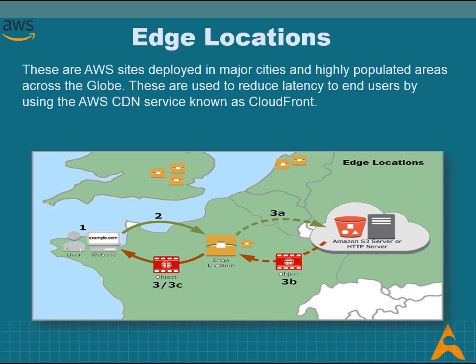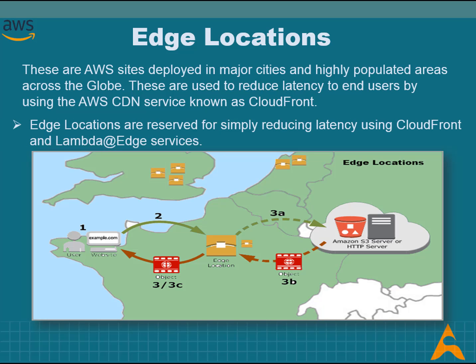It is like a front end for the services we access which are located in the AWS cloud. You cannot deploy your typical compute, storage, database services in edge locations. The edge locations are reserved for simply reducing latency using CloudFront and Lambda@Edge services. Edge locations serve requests for CloudFront and Route 53.